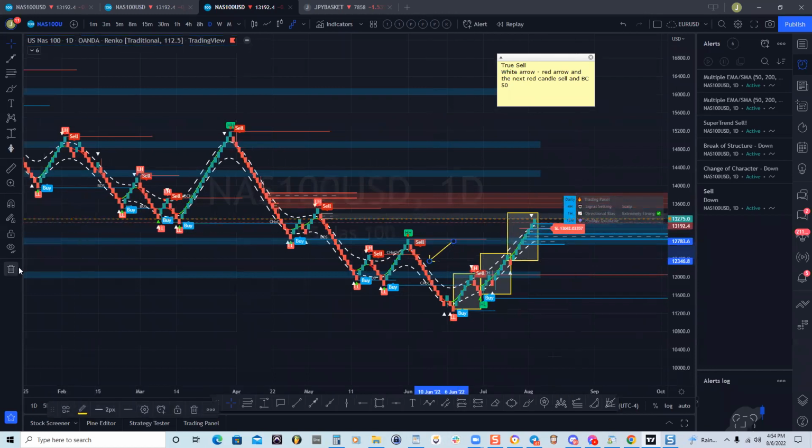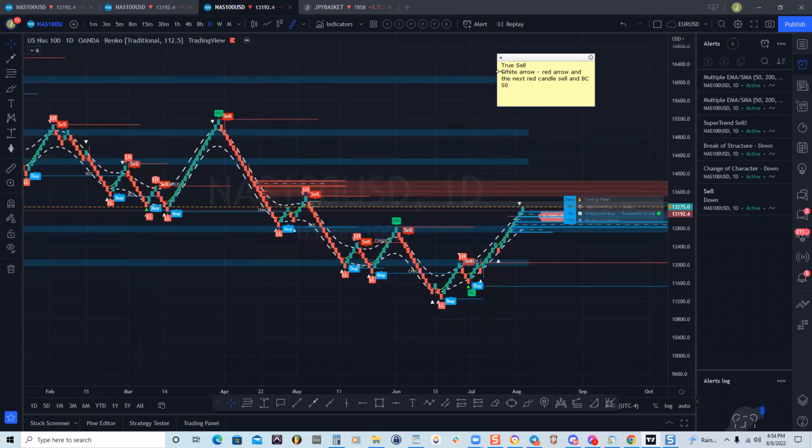So now, look at where we are right now. Let's take all these drawings off. Look at where we are right now. We're waiting for, we've got half this here, right? I got the white arrow already, right? This white arrow ain't going nowhere. Does anyone understand what I mean by non-repainting?